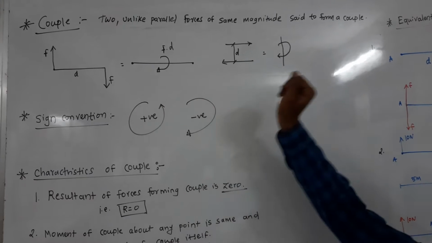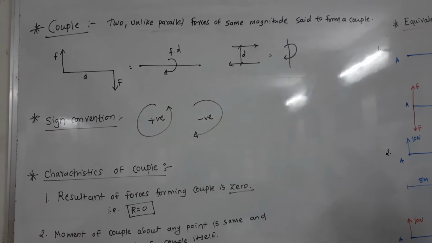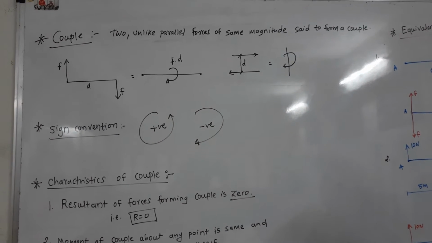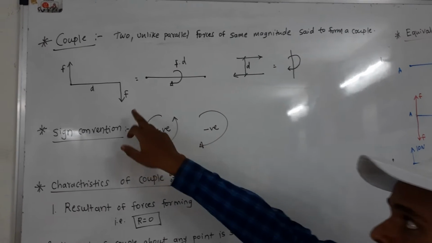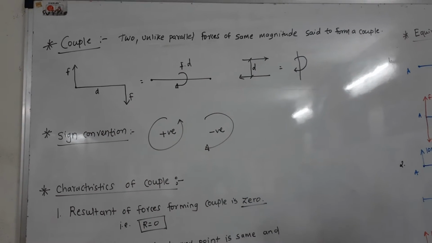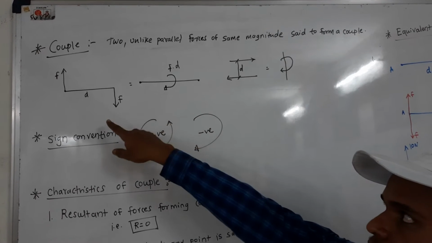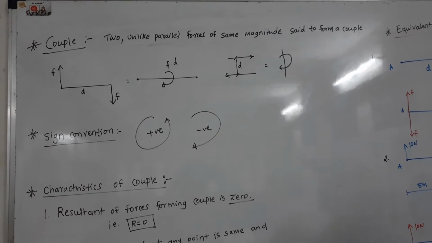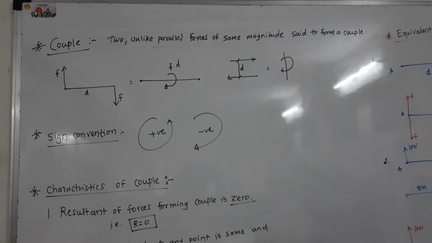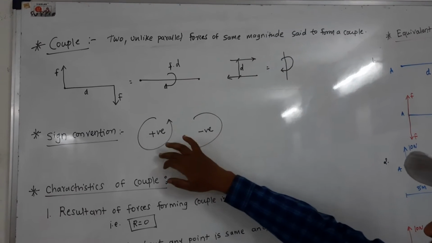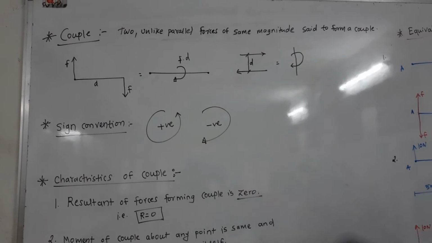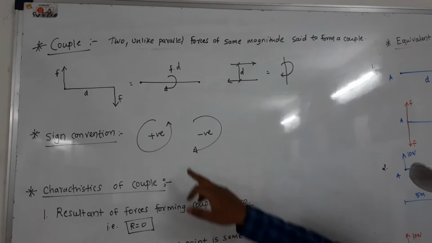Next term is the couple. It is the effect of two unlike parallel forces of the same magnitude. Consider these two forces. They are unlike parallel and they have the same magnitude. So the couple will be force into perpendicular distance, or we can say force into arm of couple, that is equal to F into D.